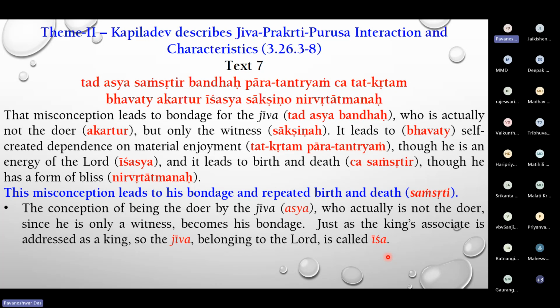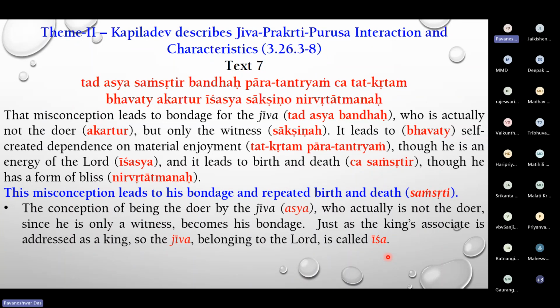And one more thing, just as the king's associate is addressed as a king. Today we may not say, but in the past, when the king's messenger came to the village, what would they say? Raja ka doot aa gaya. Even though he is a duta, he will get the same respect as the Raja. And whatever he says, it is the word of the Raja. It is not his own word. Same way, the Jiva, since he belongs to the Supreme Lord, is also called Isha. Ishasya. The Jiva is also an Amsha of the Supreme Lord. Jiva belongs to the Supreme Lord. Jiva is also called Isha, the master.